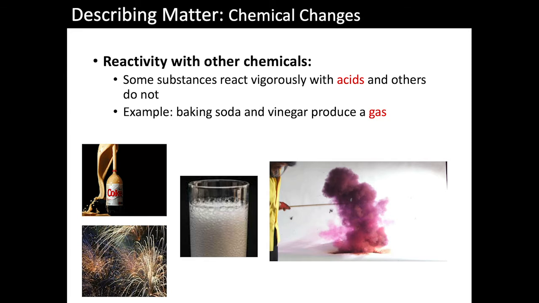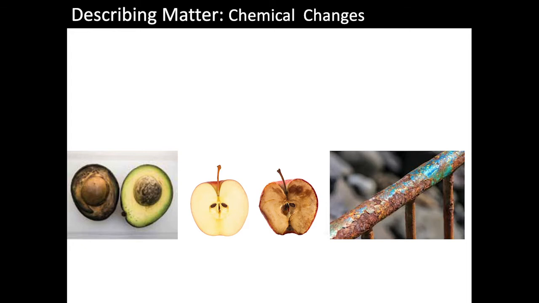So we're just going to go through them one by one. One type of chemical change is reactivity with other chemicals. Some substances react very vigorously with acids, others do not. For example, if you mix baking soda with vinegar, it produces a gas. Fireworks are an example of a reactive material: when it is combined with something else, it causes a reaction. Mentos and Coke. Nitrogen triiodide and ammonium can cause an explosion when you chop them. It's quite cool.